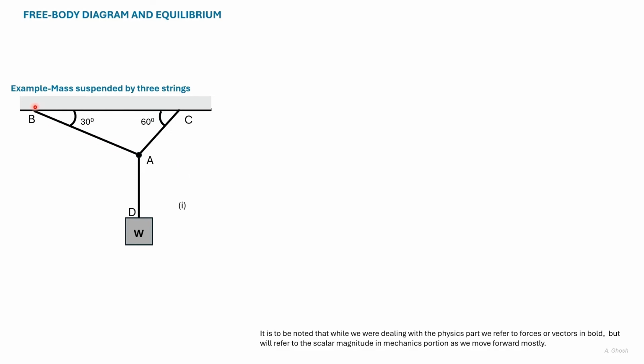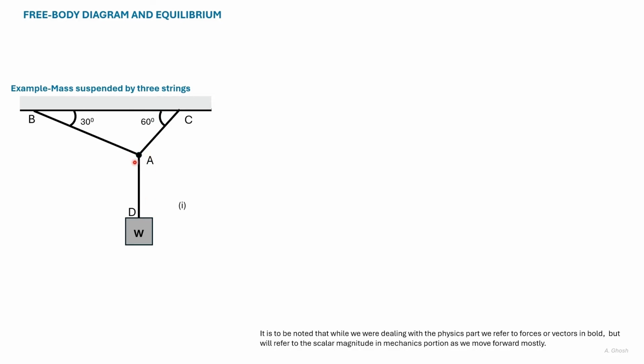So the ceiling is pulling AB, and AB is pulling the ceiling. The ceiling is pulling AC, and AC is also pulling the ceiling. The mass here is being pulled by the earth. The mass itself is pulling the earth. AD is pulling the mass, and the mass is pulling AD.